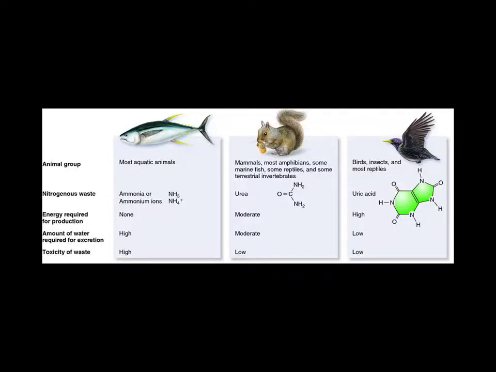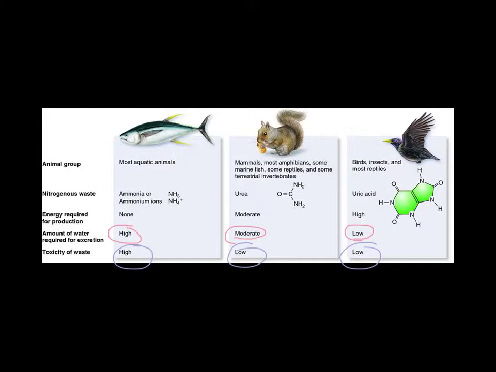Animals need to get rid of nitrogenous waste because, as you can see, it's toxic to their bodies. Often these wastes need to be diluted into water. In fish, you can see that they need a lot of water to dilute the ammonia that they excrete. But in land animals, they only require moderate or even low levels of water to get rid of their urea and uric acid.